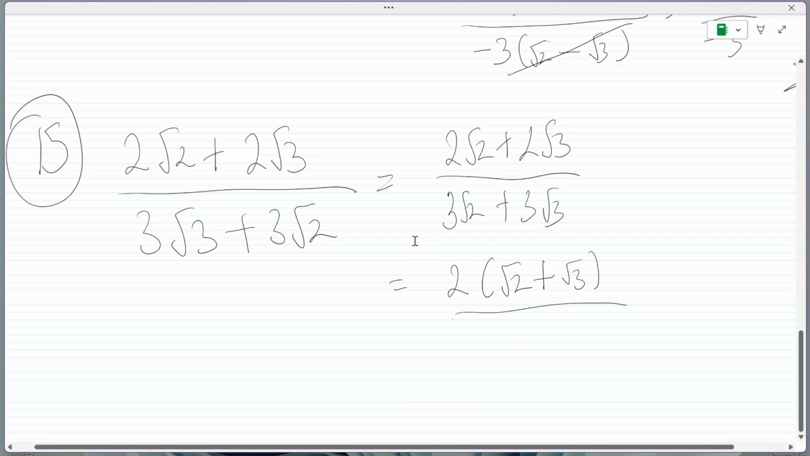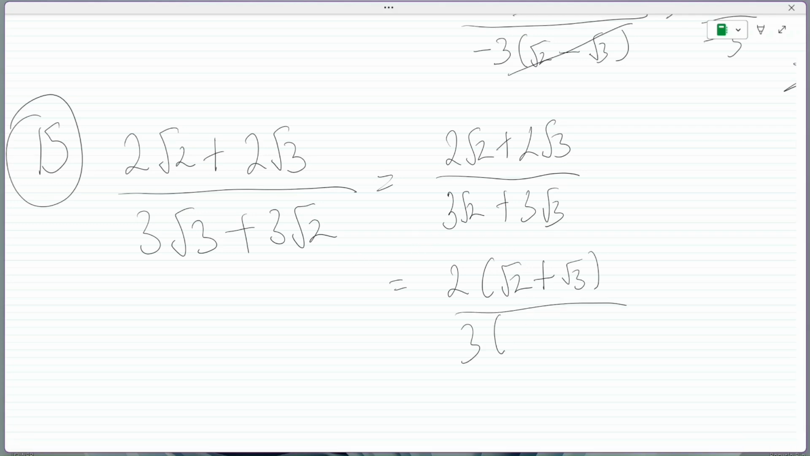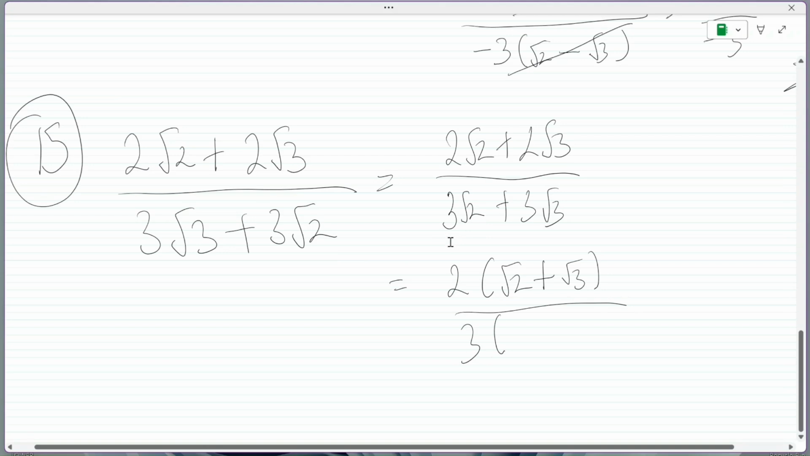You have 3 common at the denominator, you bring out 3. Open your bracket. If you take 3 from this 3 root 2, you'll be left with root 2. Plus, if you take this 3 from this 3 root 3, you'll be left with root 3. You close your bracket. Once you have the surds in bracket at the numerator the same as that of the denominator, you can cancel out.